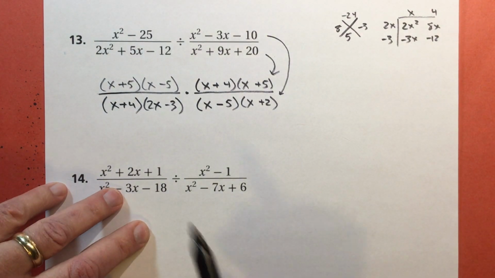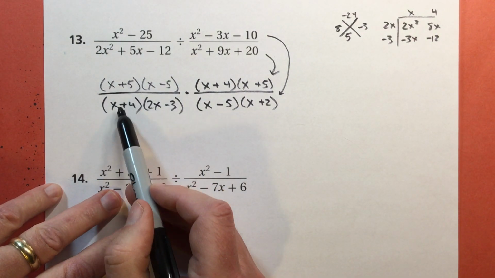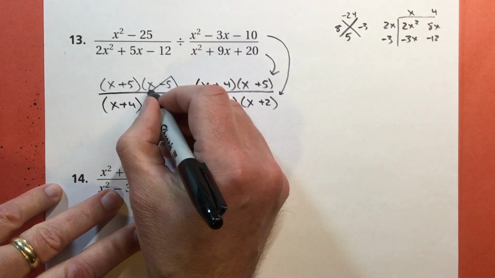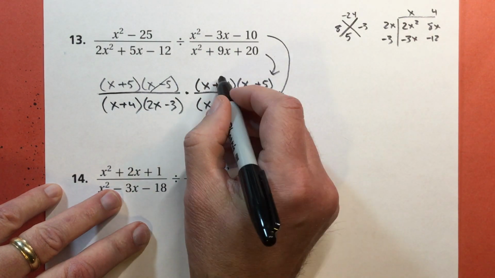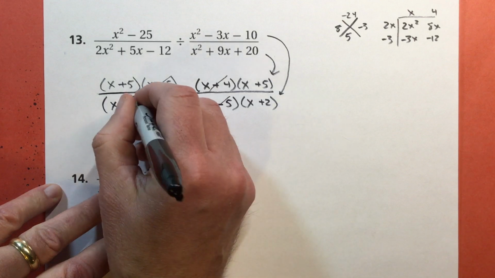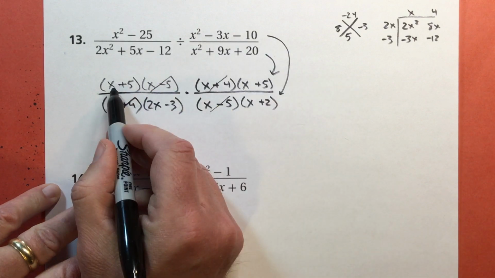Now I can eliminate. Here's an x plus 5. Nope. Here's an x minus 5. Yeah, that's going to go away. Here's an x plus 4. Yep. And here's an x plus 5. There's an x plus 5.